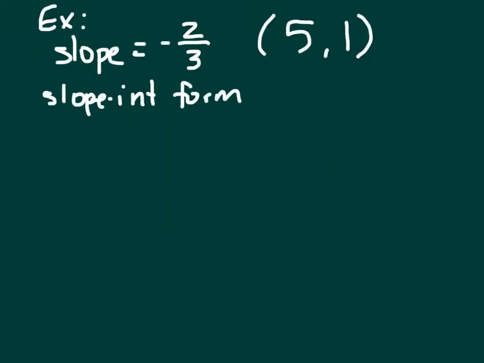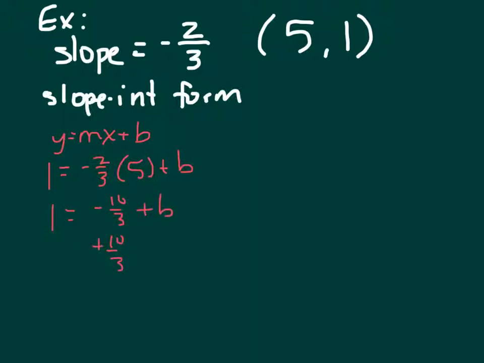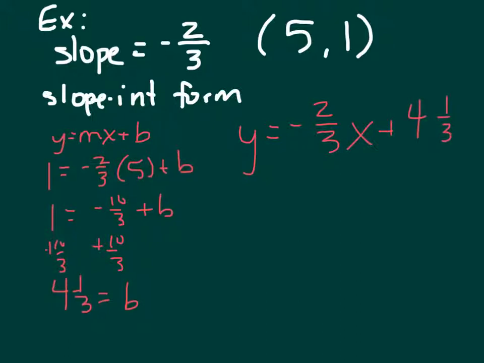Let's take that same information and write it in slope-intercept form. So I have y equals mx plus b is what I'm trying to get. So I have my m, I need my b. So I'm going to say 1 equals negative 2/3 times 5 plus b. 1 equals negative 10/3 plus b. Add 10/3 to both sides. That's 3 1/3, so I have 4 1/3 equals b. So my equation in slope-intercept form is y equals negative 2/3 x plus 4 1/3.